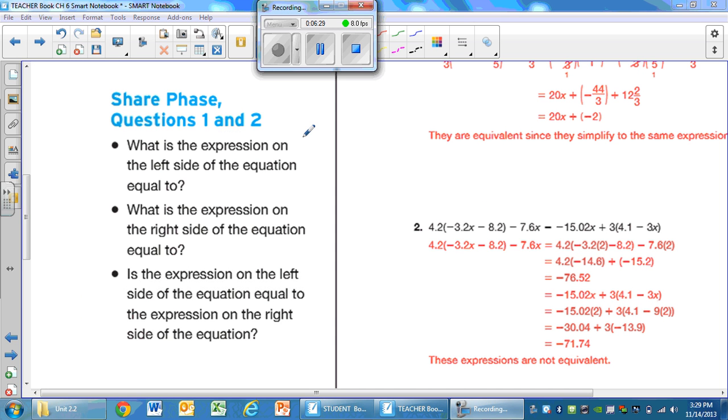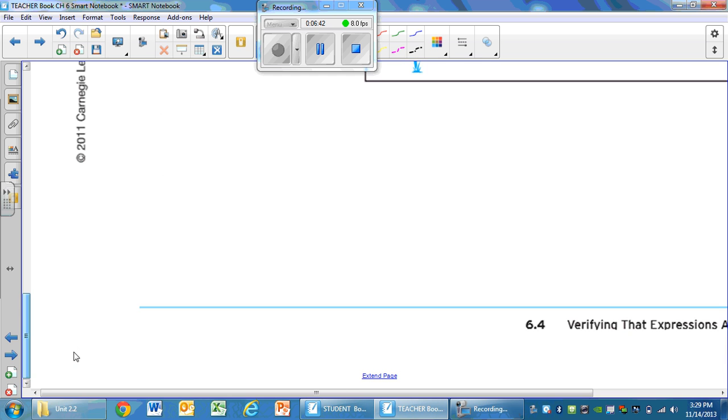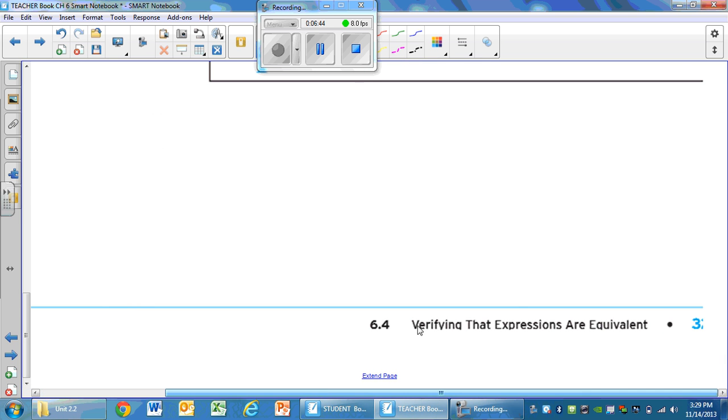All right, we should have got that they are not equivalent. I also want you to do number 3 on the next page. Simplify and then graph so that you can see if they're equivalent, if they lie on the same line. So do number 3 on page 323, and then we will be done with 6-4, and then get ready for 6-5.